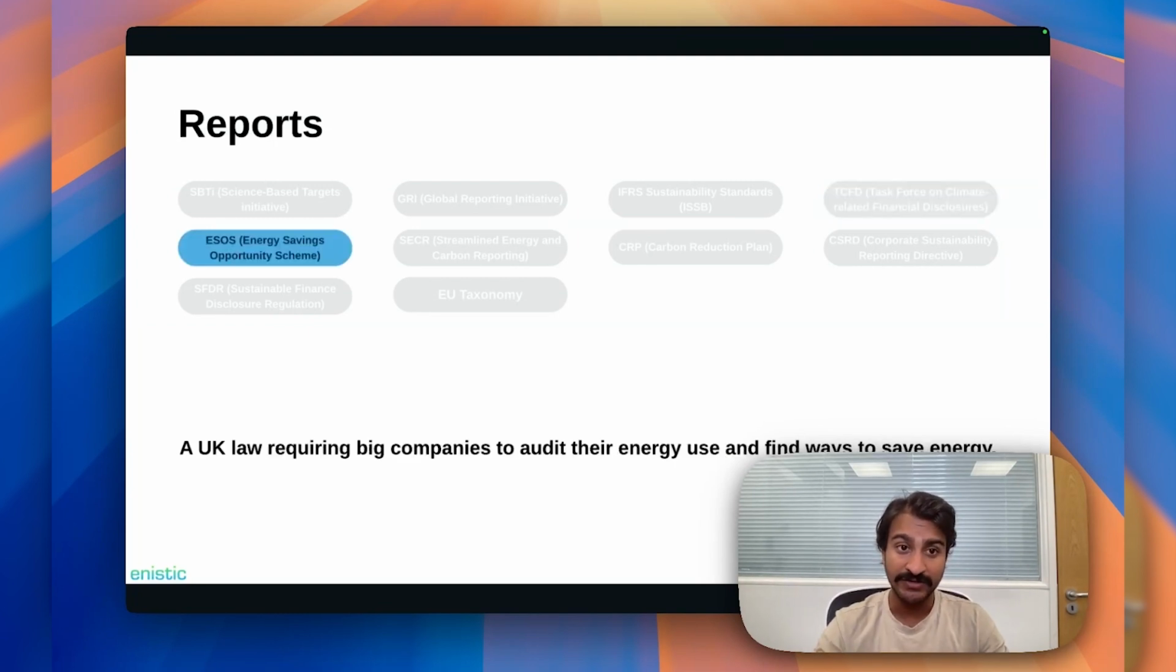Looking at the UK, ESOS, the Energy Savings Opportunity Scheme, is a UK scheme that requires large organisations to carry out energy audits every 4 years. It helps identify areas where businesses can improve energy efficiency to save both carbon emissions and cost.